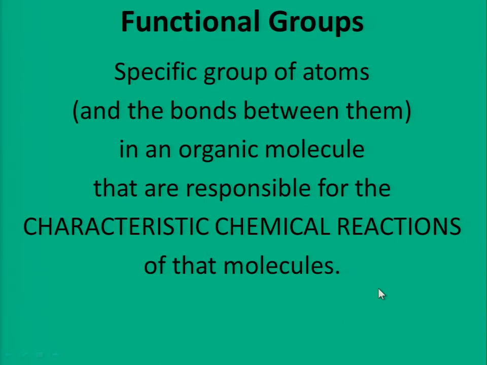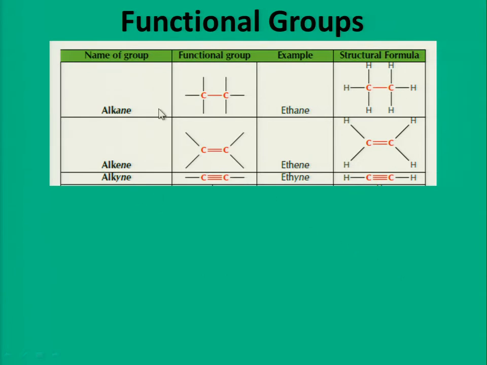Functional groups. A specific group of atoms and the bonds between them in an organic molecule that are responsible for the characteristic chemical reactions of that molecule. This definition is also in your definition video. So functional groups, the first 3 are alkane, alkene and alkyne. Alkane means there's only single bonds. Alkene means there's a double bond. Alkyne means you have a triple bond.